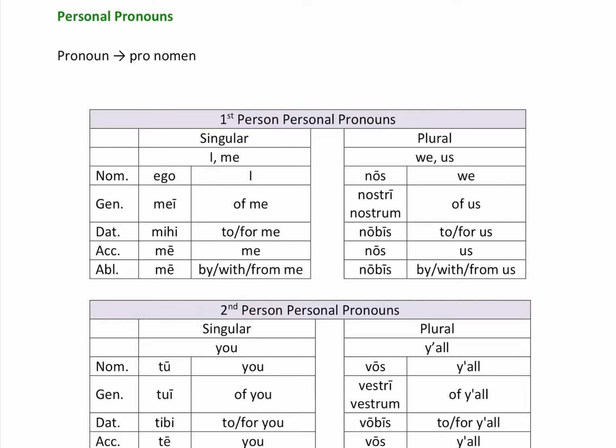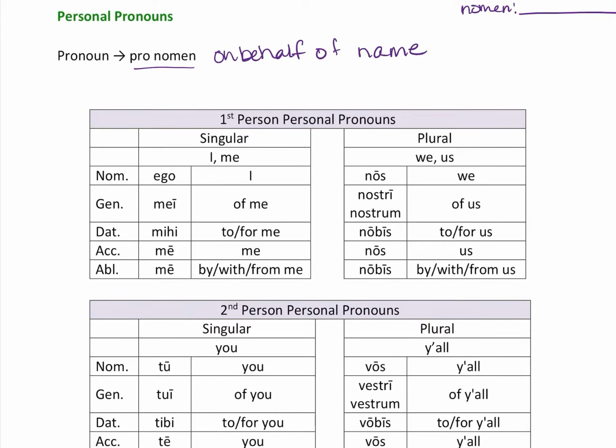Now in English as well as Latin, a pronoun is a word that takes the place of a noun. And interestingly enough, the word pronoun comes from the Latin word pronomen. Pro is a preposition that means on behalf of, and nomen is a word you see all the time at the top of your page asking you to write your name. So it's on behalf of a name.